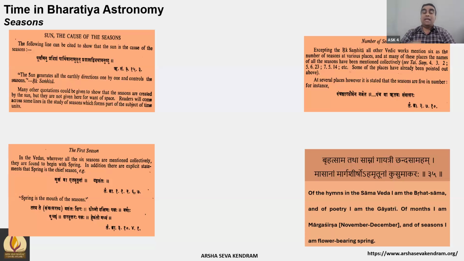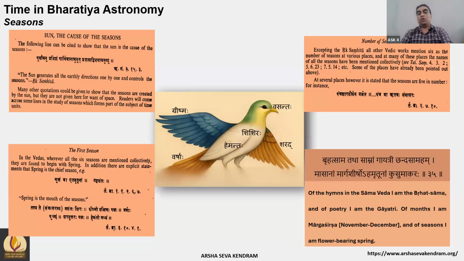Now, in many texts in our ancient Indian astronomy, the entire year is likened to a bird. So the metaphor for a year is a bird, and the different parts of the bird are the different seasons. As you can see, spring is the mouth of the bird. If you look at this image, it says the Vasanta Ritu is the mouth of the bird.